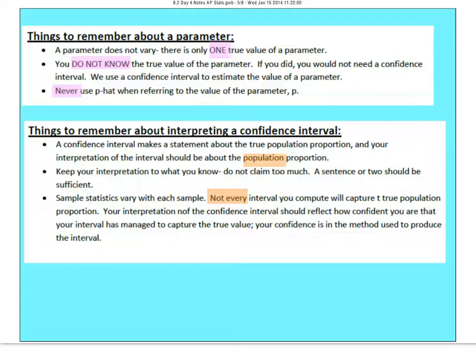Third, sample statistics vary with each sample. Not every interval you compute will capture the true population proportion. Your interpretation of the confidence interval should reflect how confident you are that your interval has managed to capture the true value. Remember, your confidence is in the method used to produce the actual interval.